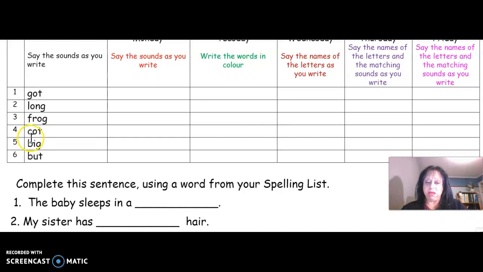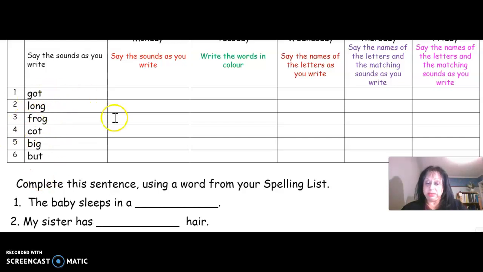Now the K is the letter C making that K sound, but sometimes we have a choice. The other choice could have been K, but you will need to work that out. You have to look at the word. Does it look right? The last two words are from the 100 most used words, big and but. So big, big, but, big. The car that the lady drove was very big.